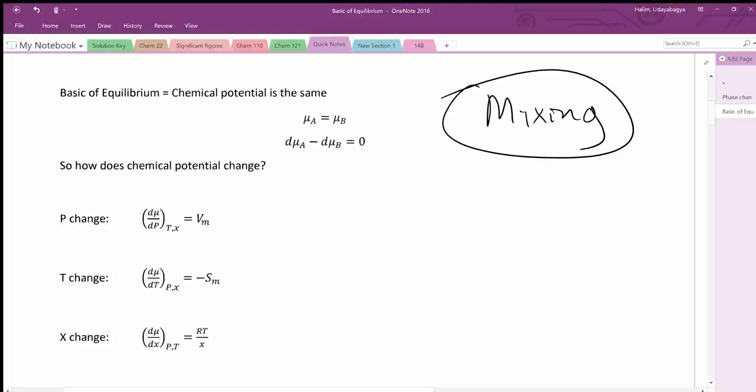So the question is, how does the chemical potential change with respect to all the applications that we're trying to do? Well, you've done this from the Clausius-Clapeyron equations, so the pressure and temperature changes: the chemical potential changes with respect to pressure by a value of Vm, whereas if we look at how the chemical potential changes with temperature, that's going to give us a negative molar entropy.